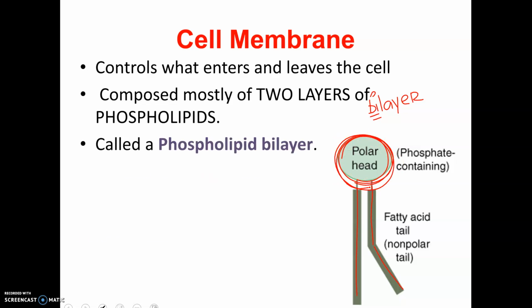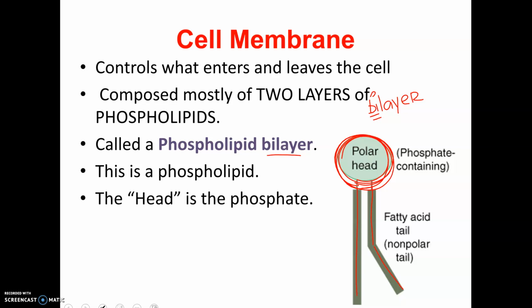It likes water. And this is why it arranges in this bilayer, because the phosphates like to face the water, the watery environment, I should say, outside the cell as well as inside the cell. And since the lipids don't like water, they sort of face each other. And so I'll show you a picture. So this is the phosphate, and then these are your fatty acids.